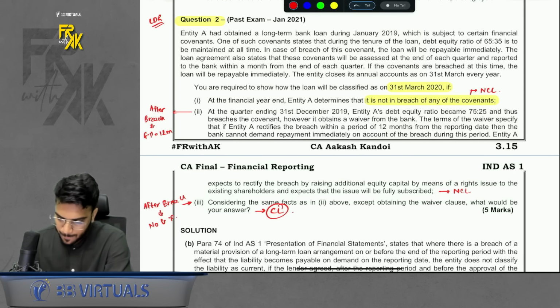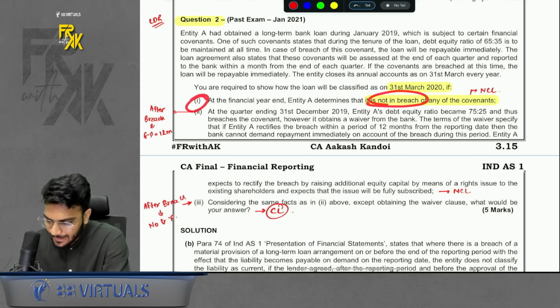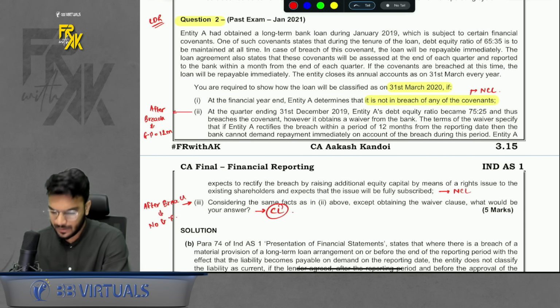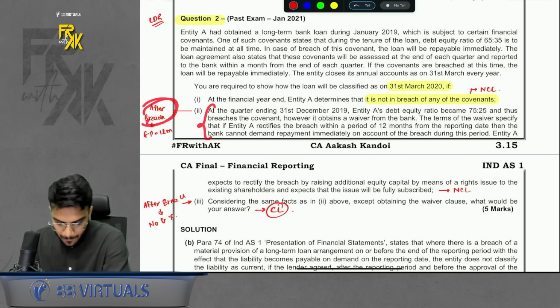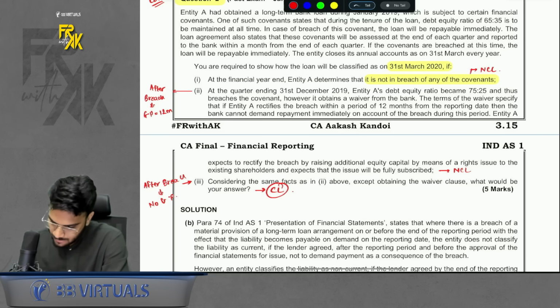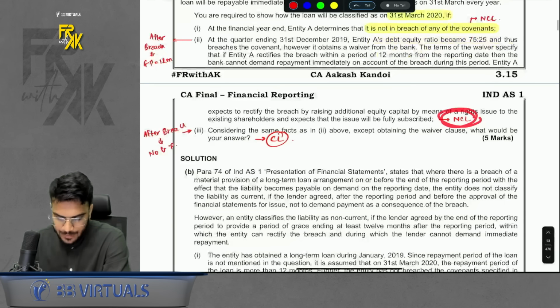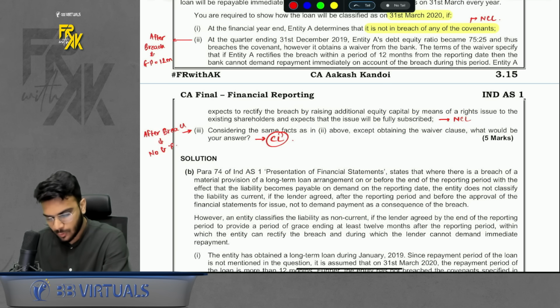Then there is question number 2, a very good question. Just have a look at it. It says that we took a long-term loan, but there is a condition to maintain a debt equity ratio. Let's say case number 1, we are not in breach of any covenant. If we did not breach, then the loan will be non-current. Second case, we breached, but the grace period is of exact 12 months. When you get a grace period of exact 12 months, treat it like more than 12 months. The loan will be non-current. Case 3, we breached, but we did not take any grace period. So the loan will be current.